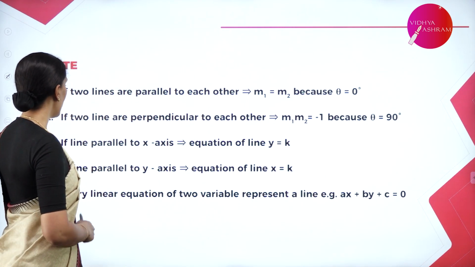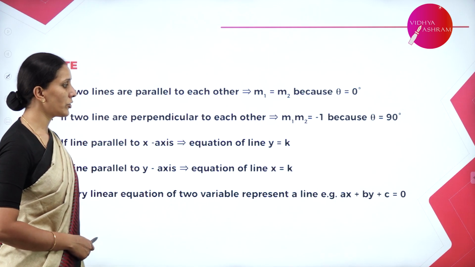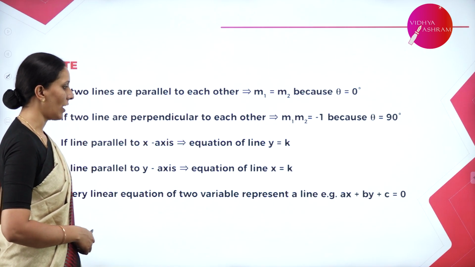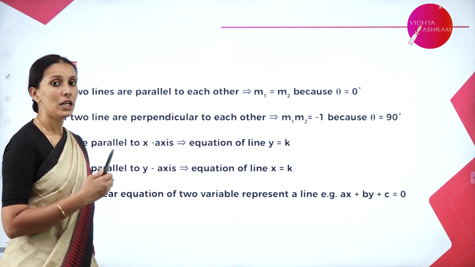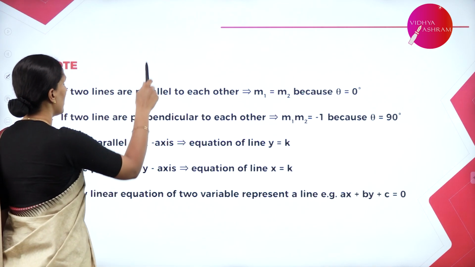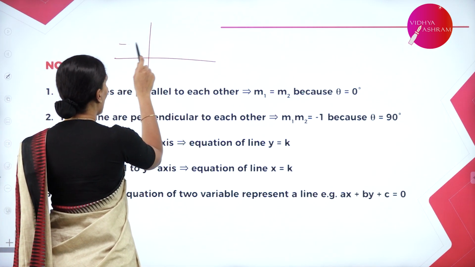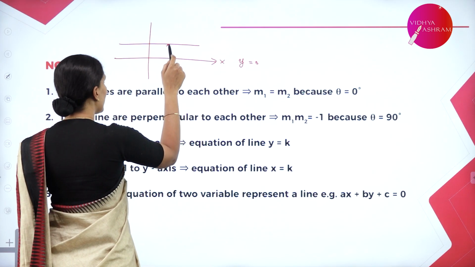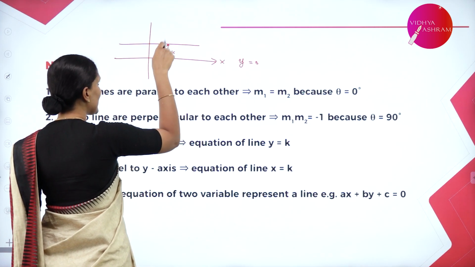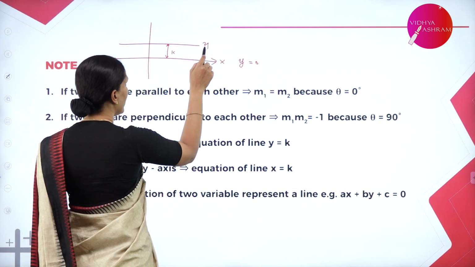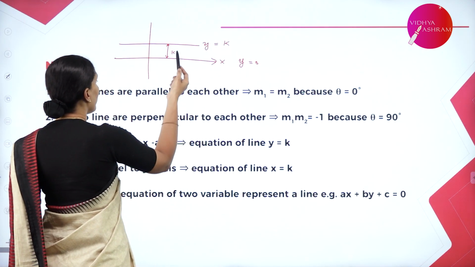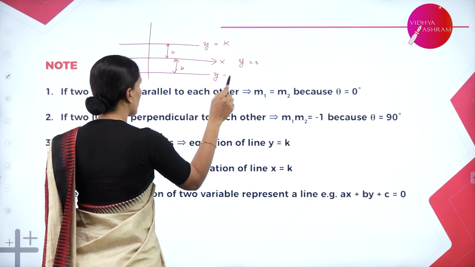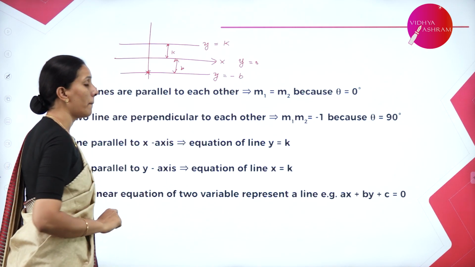The next thing is, if a line is parallel to the x-axis, then the equation of the line is y is equal to k. If a line is parallel to the y-axis, then the equation of the line is x is equal to k. So it depends upon the intersection with respect to the coordinate axis. We know the equation of the x-axis is y is equal to 0. Any line which is at a distance of k from the x-axis and parallel to it, we can write the equation as y is equal to k. If it lies down somewhere here with some distance b, we write y is equal to -b because the coordinate here is negative.